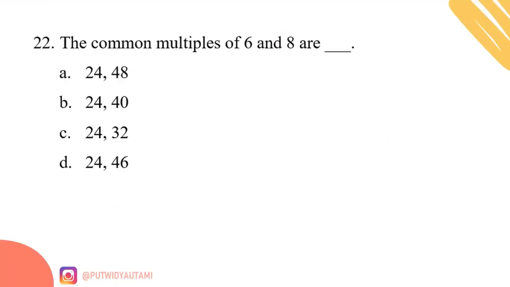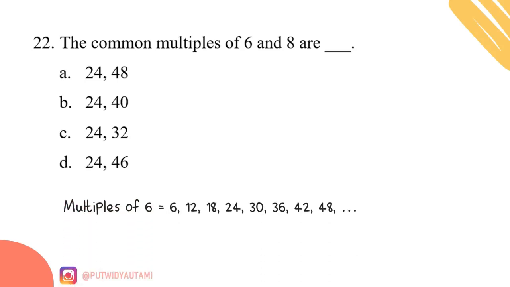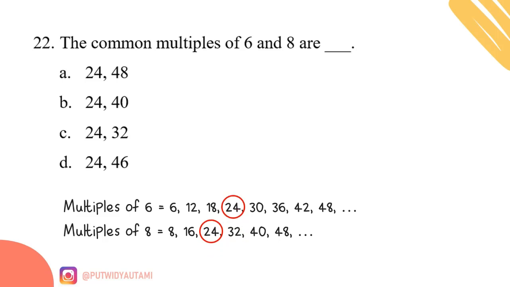22. The common multiples of 6 and 8 are, well, let's list the multiples of 6. We get this. And the multiples of 8, we get this. Then, what are the common multiples? Yeah, it's 24 and 48. Pretty good. The answer is A, alpha.